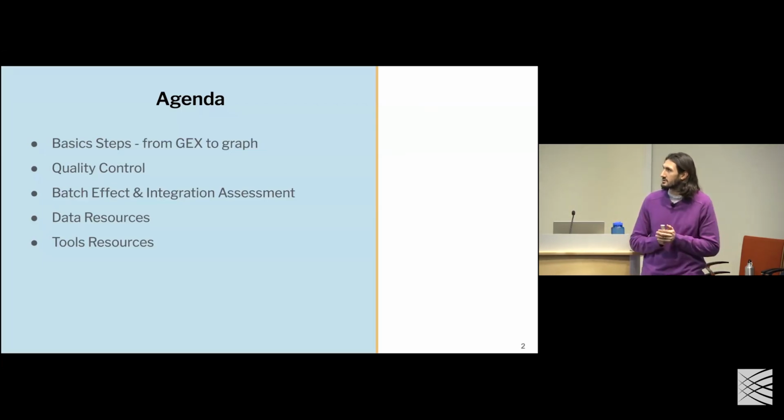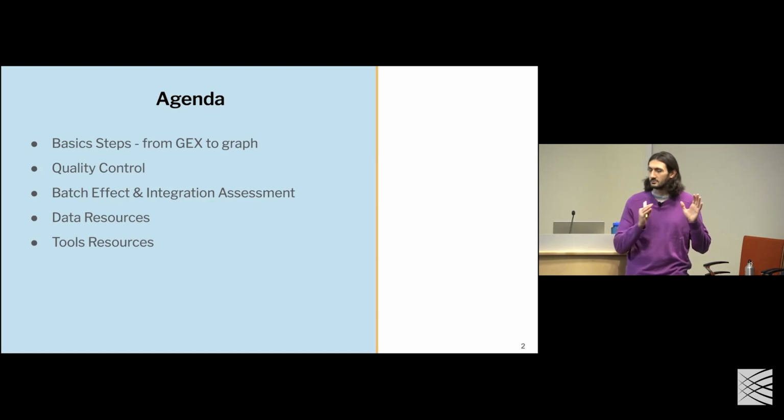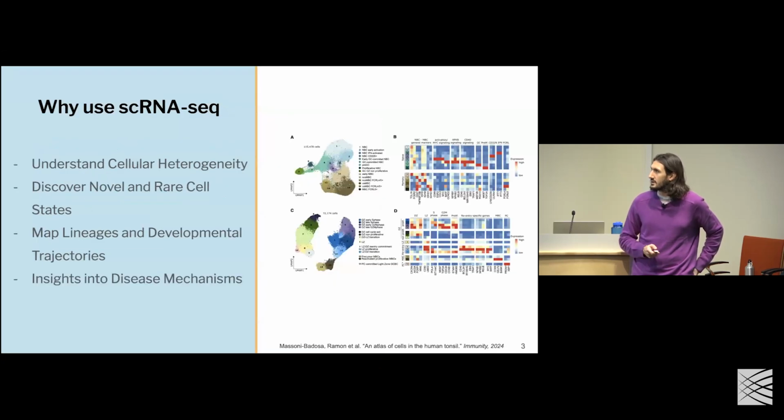So for the agenda, we're going to start a little bit from the basics. Once we have our count matrix or gene expression matrix, how do we go to the graph representation of the data? And then I want to dive deeper into the quality control and the batch effect and integration assessment, which I think are 2 of the key parts of the analysis. And then just very quickly provide some data resources and tool resources that I think could be very useful.